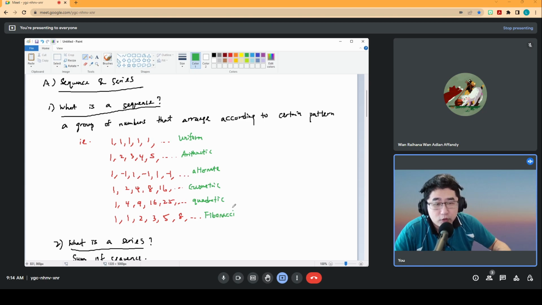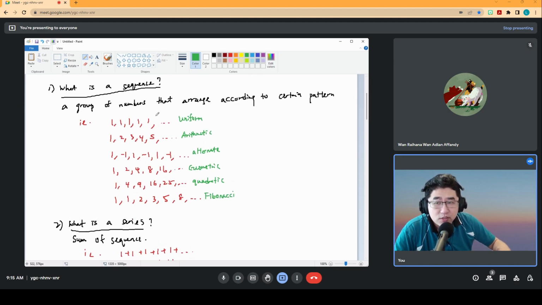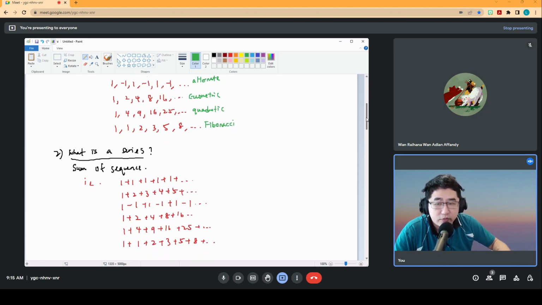Of course, there are many groups of numbers that can be arranged in different patterns. But this is just to introduce some common ones so that students can understand how sequence and series work. So a sequence is a group of numbers arranged according to a pattern. So what is a series? A series is the sum of the numbers, the sum of the sequence itself.